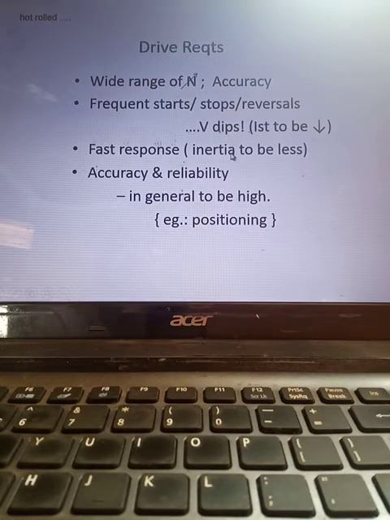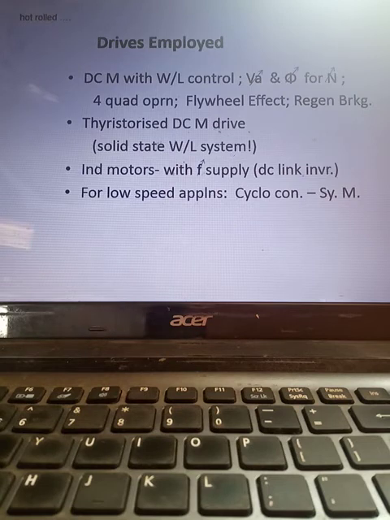Once the drive requirements are like this, what drives are employed there? Different types of drives are employed. First, the DC motor, a very traditional motor that is employed, with Ward-Leonard control. You know Ward-Leonard control, right? Wherein we can change the voltage across the armature as well as the flux for changing the speed.